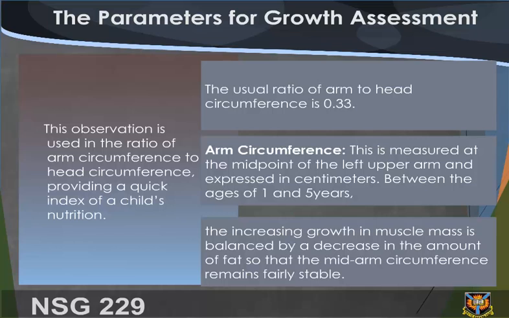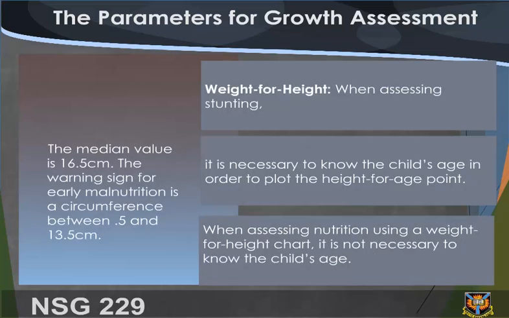Arm circumference. This is measured at the midpoint of the left upper arm and expressed in centimeters. Between the ages of 1 and 5 years, the increasing growth in muscle mass is balanced by a decrease in the amount of fat, so that the mid-arm circumference remains fairly stable. The median value is 16.5 centimeters. The warning sign for early malnutrition is a circumference between 12.5 and 13.5 centimeters.